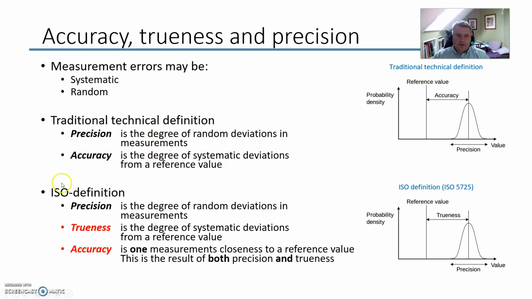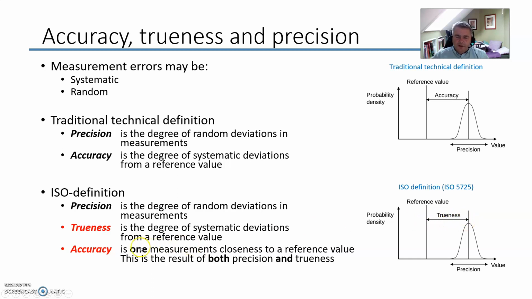Now that has changed. The new ISO definition, ISO being the International Standards Organization: ISO 5725 states that what used to be called accuracy should be called trueness. Precision is the same. Trueness is the degree of systematic deviations from a reference value. So if this is the true reference value and all your measurements are this far up, then this is the trueness of your system.